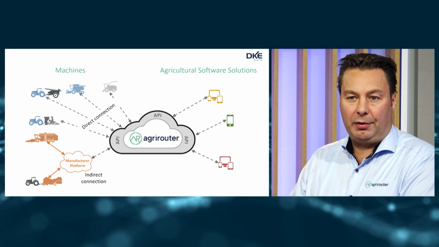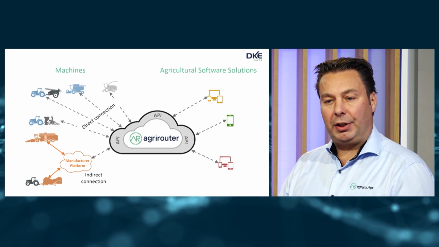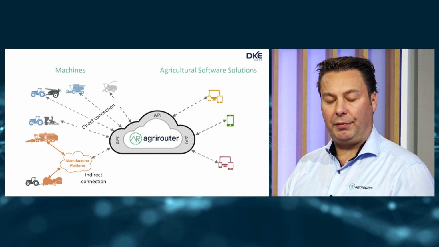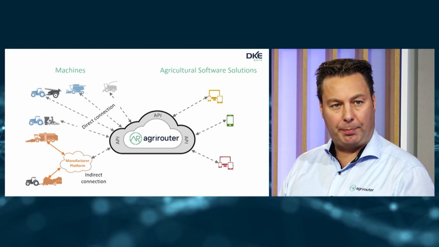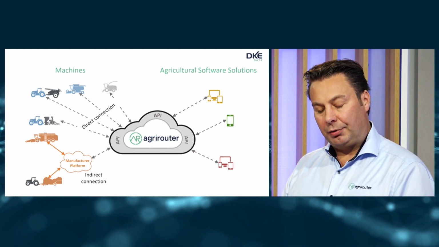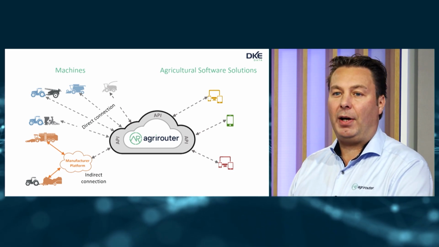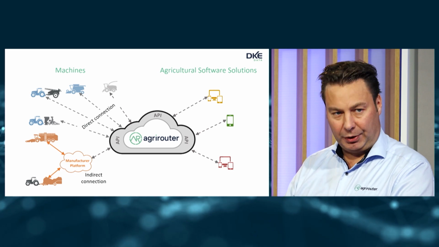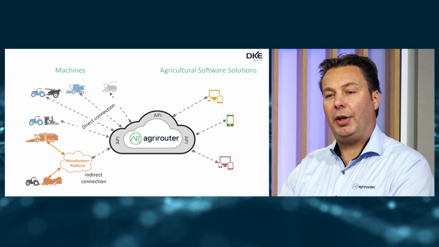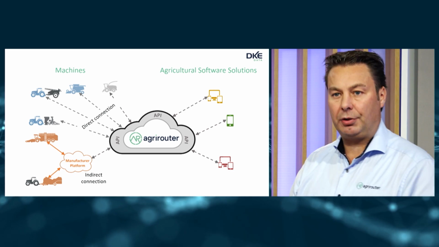And then we have the second way to connect machines. That is the indirect way. That means that a machine is connected to a manufacturer platform. So more and more machinery manufacturers offer so-called manufacturer platforms. They offer services for spare parts. They offer services for winter check and so on. Then the machine is connected to this manufacturer platform ex factory. So when the machine is leaving the factory, and then the farmer goes to this manufacturer platform with his account and says, okay, this machine from this manufacturer should connect to my Agrirouter. So he doesn't need a registration code. He only says this machine should connect to my Agrirouter.